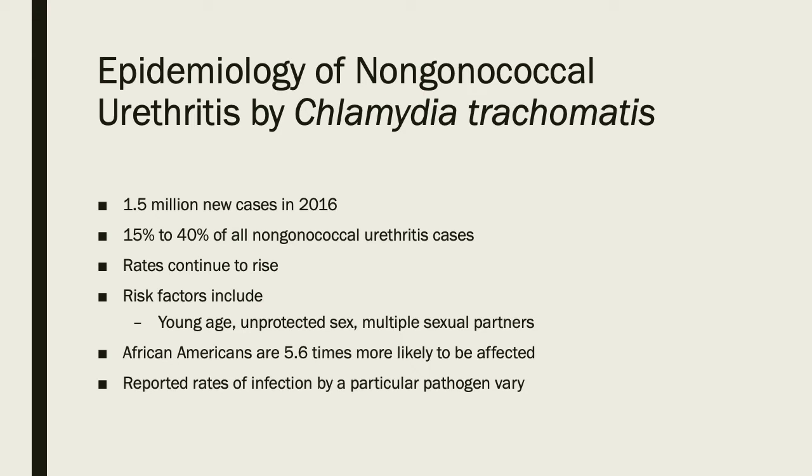Racial disparities also exist. African Americans are 5.6 times more likely to be affected by Chlamydia trachomatis genital tract biovar when compared to Caucasians. The percentage of people infected by a particular nongonococcal urethritis pathogen can vary greatly because many who are asymptomatic do not know that they are infected and therefore do not get tested.